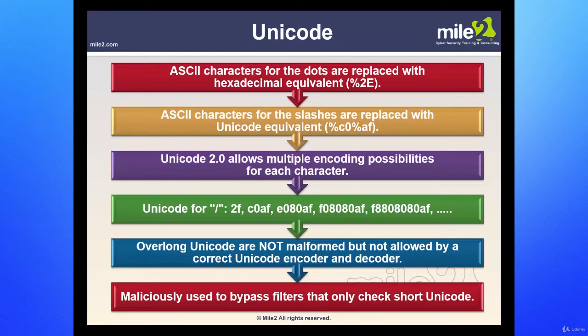So for the slash, it could be 2F, it could be C0AF, it could be E080AF, and so on. Overlong Unicode is generally not malformed, but not allowed by correct Unicode encoders and decoders. So what someone can do maliciously is use it to bypass filters that generally only check for short Unicode and such. So again, there are lots of different ways to go about it, and I normally would refer to this as a specialty.